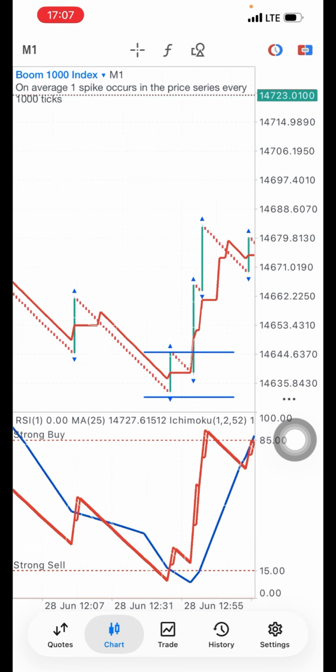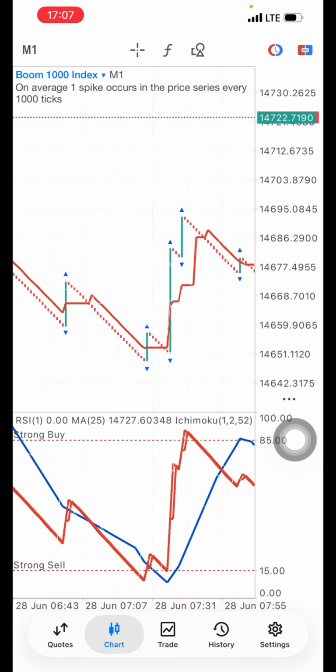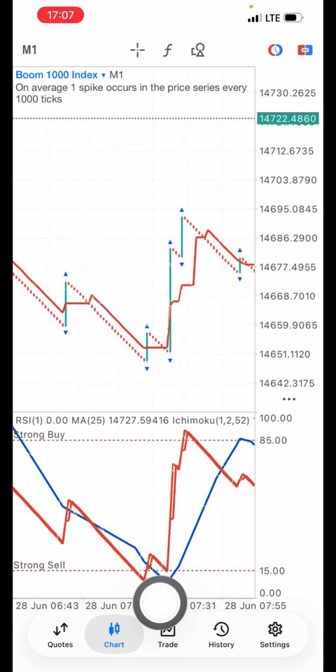Now I'm going to be showing you guys another example using this strategy. You can see here, this is another example where the strategy worked very well. You can see price was initially going down. The Ichimoku is going to show you that price has gotten to the oversold level, which is our strong sell area here. So you wait for a spike to occur.